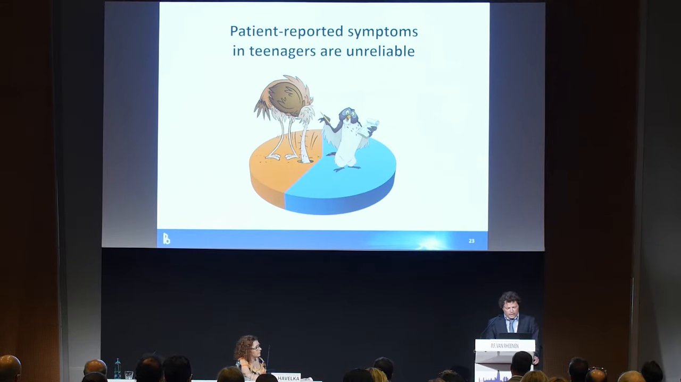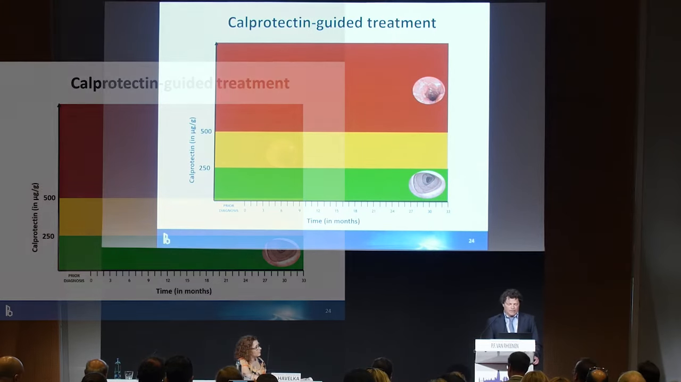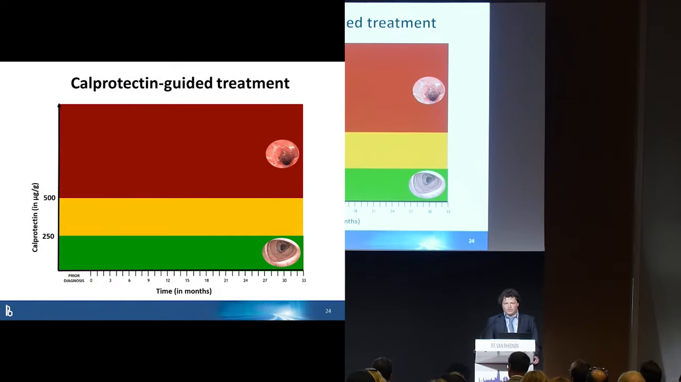So in order to overcome the ostrich behavior of most teenagers, we also use the fecal calprotectin test. And monitoring patients with IBD based on the calprotectin results works like this. As doctors, we try to strive for calprotectin results in the green range. This is the target range, and that correlates well with mucosal healing. And that is the target that we aim for as doctors. So no inflammation in the gastrointestinal tract anymore.